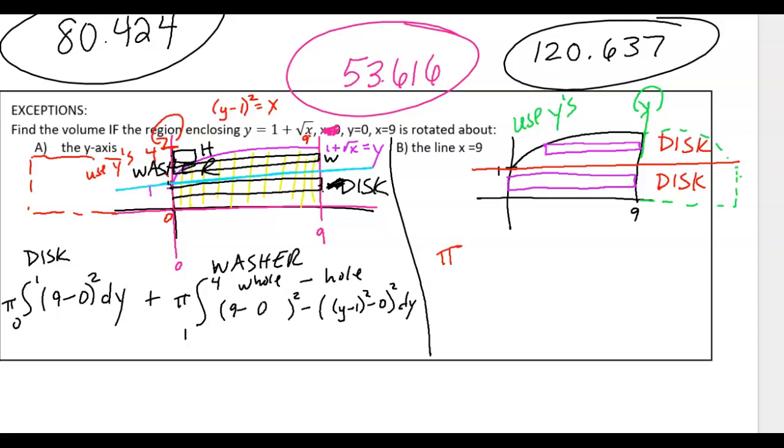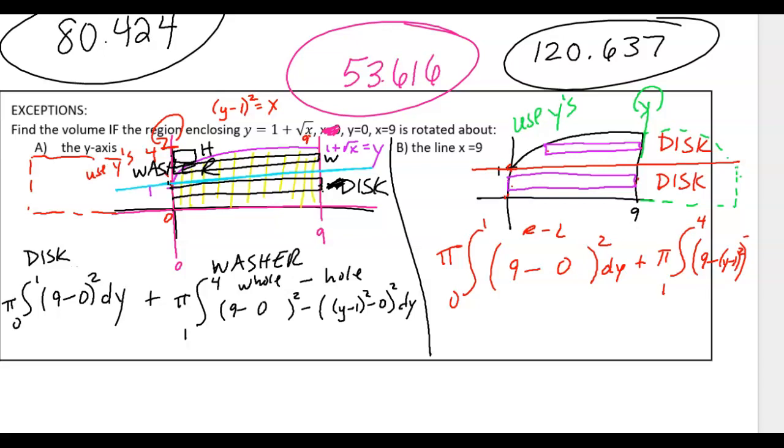So I've got pi. We're going to go from 0 to 1. And it's still a disc, so it's right minus left. So the right is 9, the left is 0 on that entire bottom portion. And then we get from 1 to 4, it's another disc. So the right is 9, and the left is the curve.